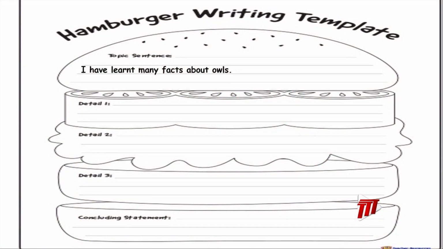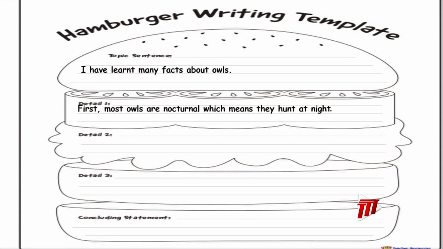What the topic sentence does is tell the reader what the main idea of the story is. So what can be a main idea of the story? Yes, you guessed it: I have learned many facts about owls. So this is telling the reader that this story is going to be about facts on owls. Now, detail number 1 has to tell us something about owls. So what can that be?